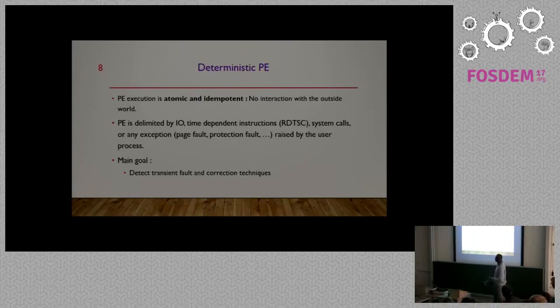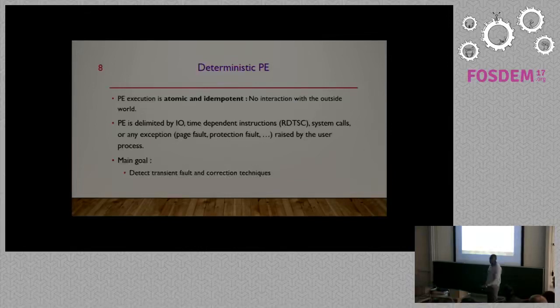So we do our best so that there is no interaction with the outside world and no input-output. We end our processing element at each input-output that we have to do with the outside world. Every time-dependent instruction too, because there is no way to run the same time-dependent instruction and be sure it will return the same result. So even if we have to run this kind of instruction, we have to end our processing element. Those are some criteria to fulfill our goal.